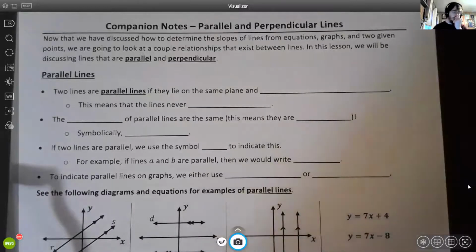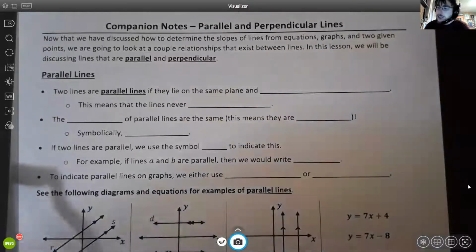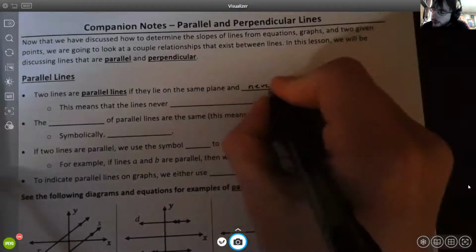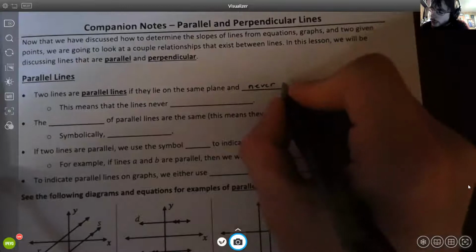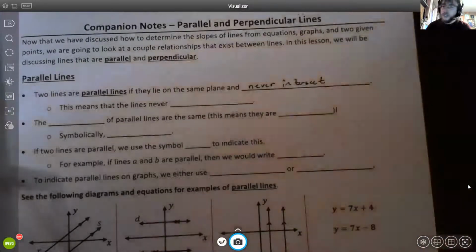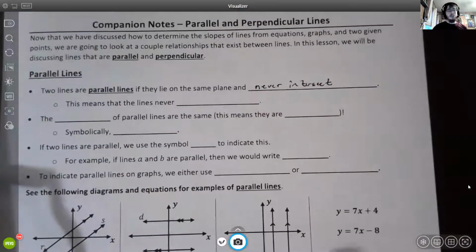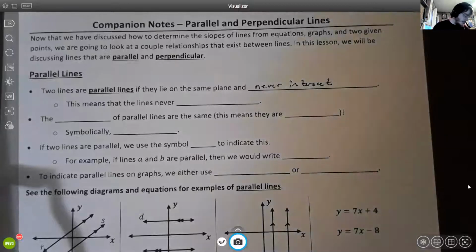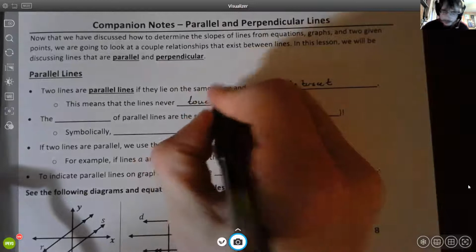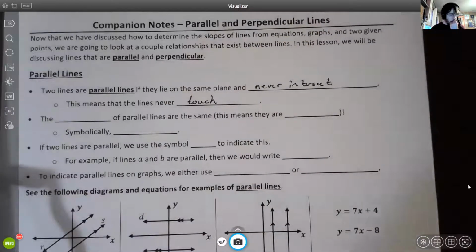Two lines are said to be parallel lines if they lie on the same plane and never intersect. Okay? So two lines are parallel lines if they lie on the same plane and never intersect. This means that the lines never touch.